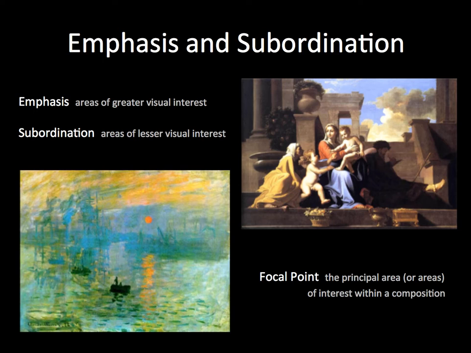You have to have some areas that are subordinate. So a good rule of thumb for this next term that we see on the bottom, focal point. A focal point is basically the principal area or areas of interest within a composition. Those are the areas that are being emphasized. And a good rule of thumb is basically what you notice first within a composition. That is the focal point. That is the areas that are emphasized.